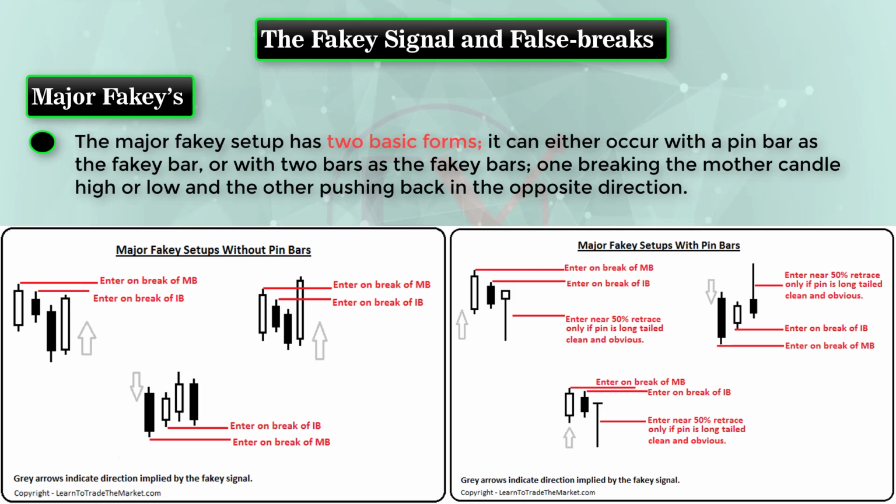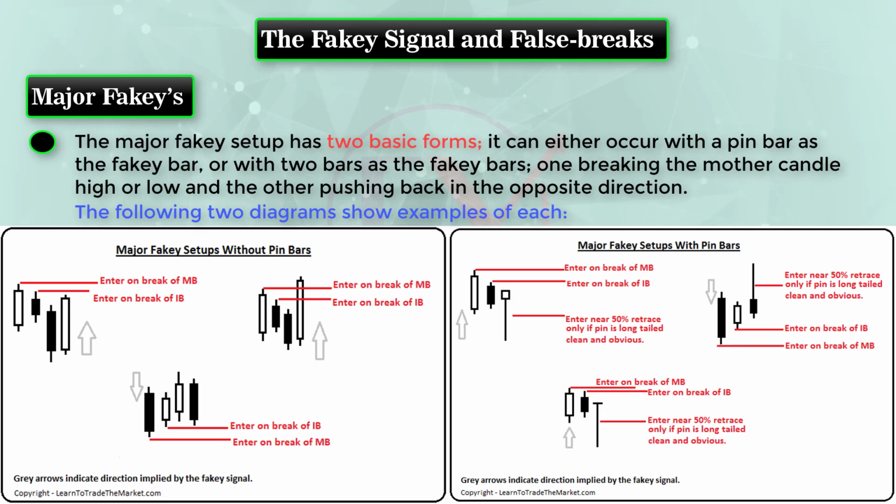The major Fakey setup has two basic forms. It can either occur with a pin bar as the Fakey bar, or with two bars as the Fakey bars, one breaking the mother candle high or low and the other pushing back in the opposite direction. The following two diagrams show examples of each.